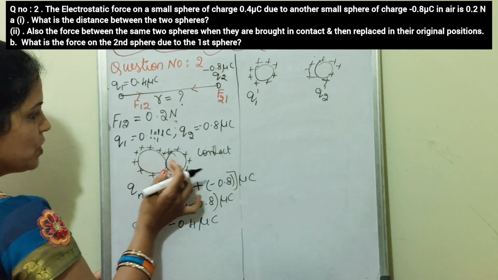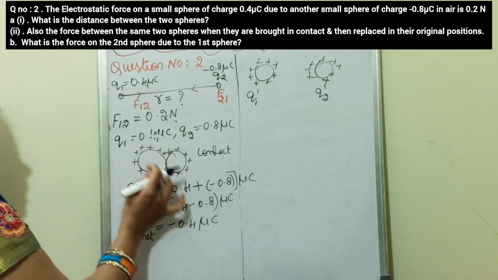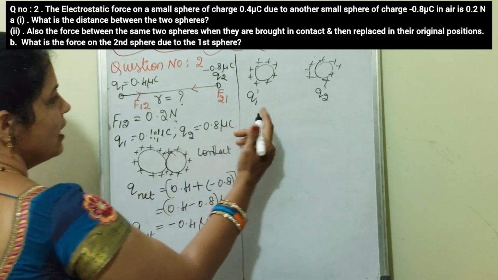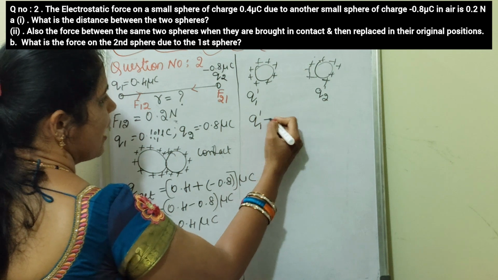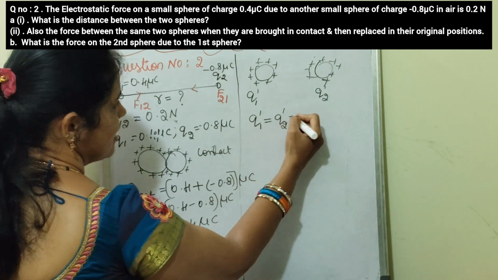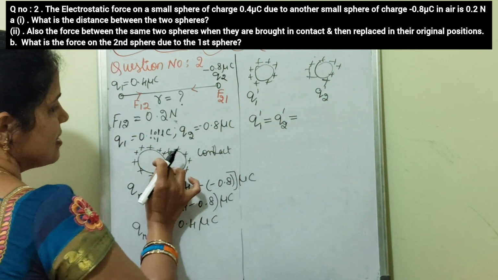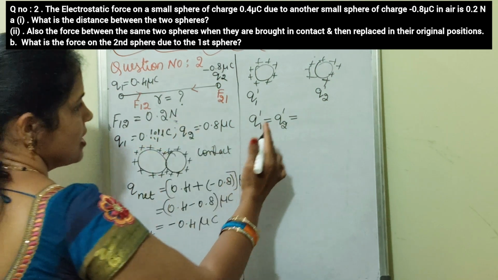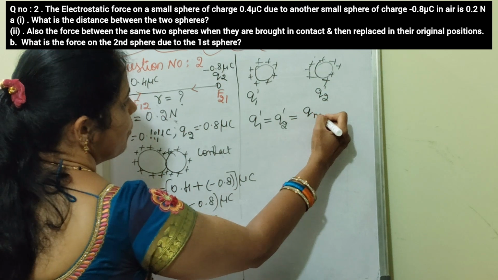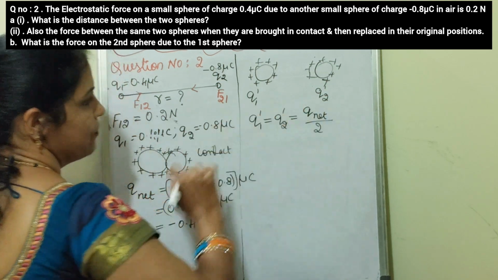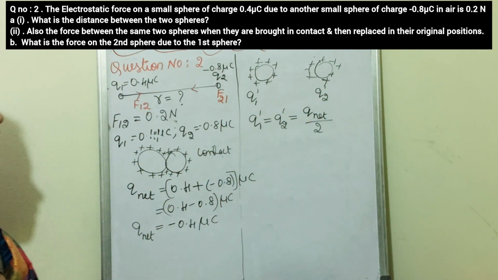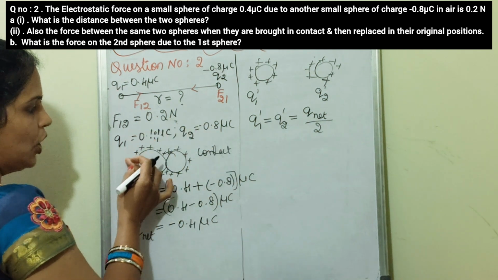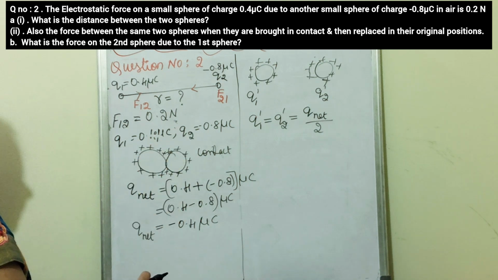We know that when two spheres come in contact, the total charge is shared among the two spheres. That means we need to calculate q1 dash and q2 dash like this. They are equal. Since they are shared, both the spheres are having equal charges, which is equal to q net by 2. Is it clear, students? Any confusion? When two conductors come in contact, the total charges are equally shared among the two conductors.